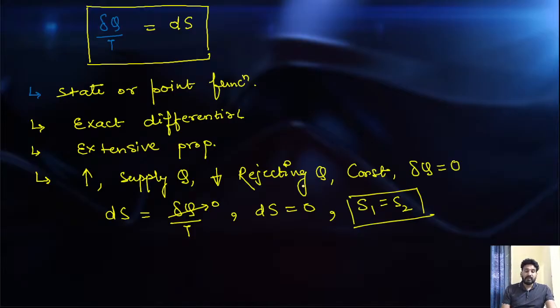It is my extensive property, guys, and the entropy is denoted by the capital S. It is my extensive property, right? If I want to make it an intensive property, how can I make it? It is my specific entropy. Specific entropy means entropy divided by mass.